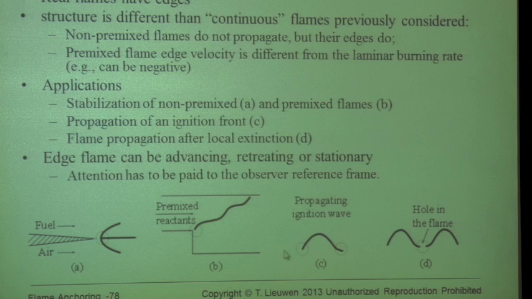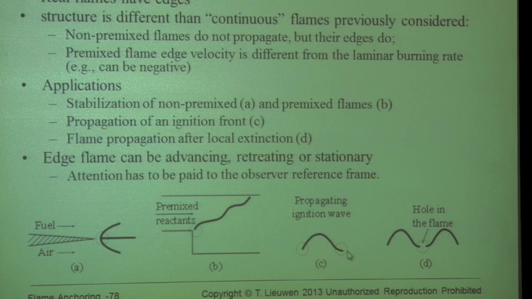If you have an ignition wave, so if you could somehow force ignition of part of a reactant and that ignition wave is propagating, what you're really looking at is an edge flame propagation problem. How fast is this edge moving out into unburned reactants? And the speed with which it's moving is not the flame speed, it's the edge speed. And the edge speed and the flame speed aren't the same thing.